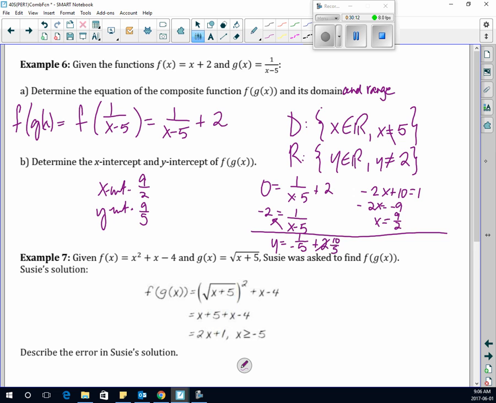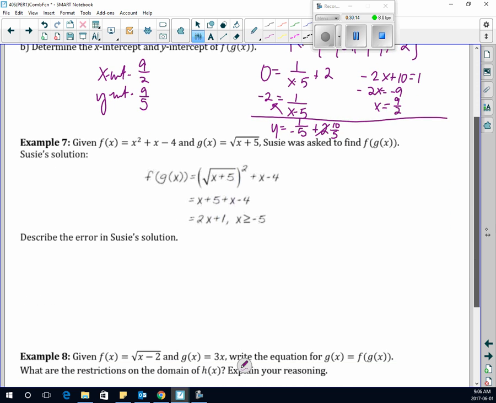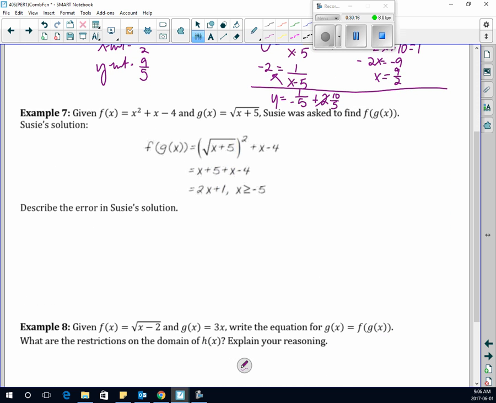Okie dokie. There's an exam question we've had in the past. I don't know if anybody encountered that in their studies yet. Given that f of x equals this quadratic and g of x equals that, Susie was asked to find f of g of x. This is her solution. Describe her error. Why should we square? You didn't put it in for x.